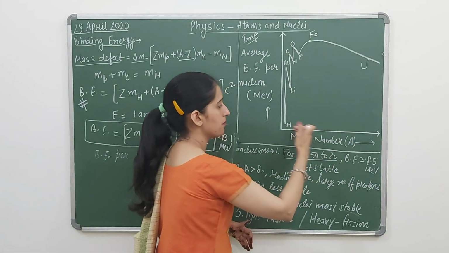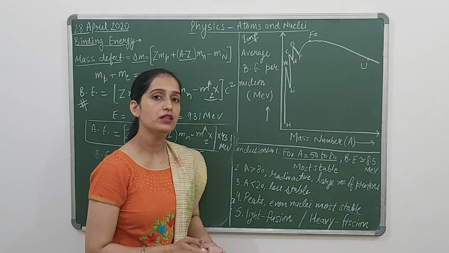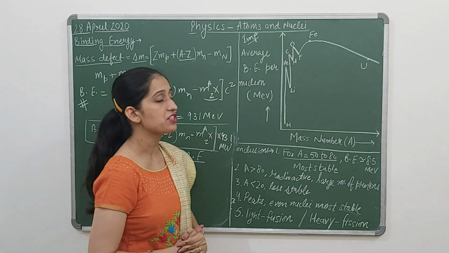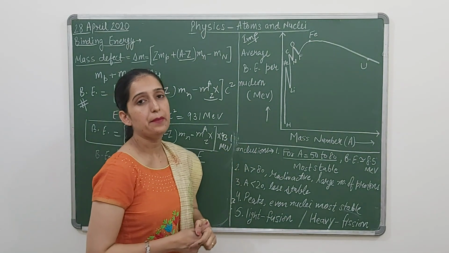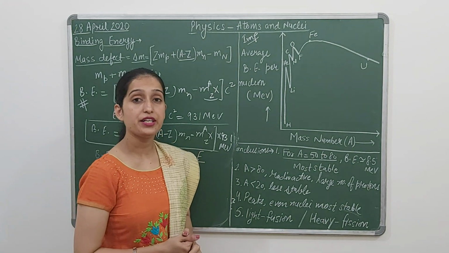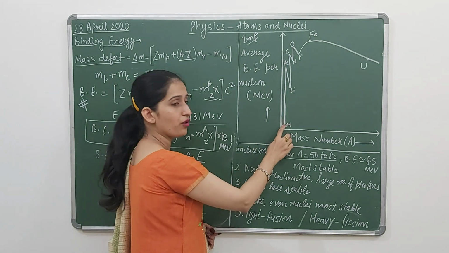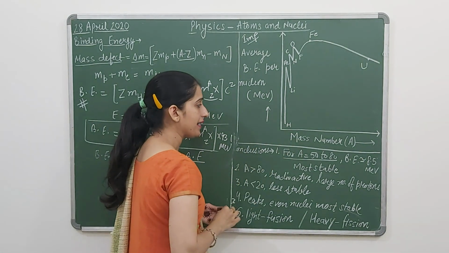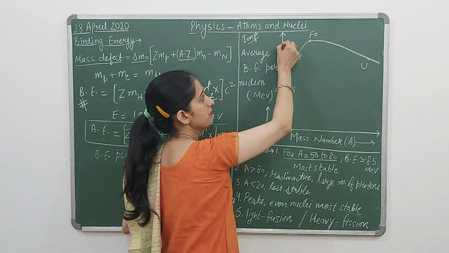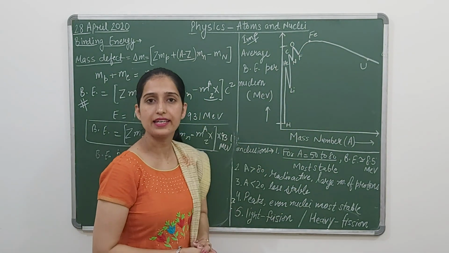Here we have mass number, and then we draw a normal graph as we draw in our general topics. On the x-axis mass number is there, on the y-axis binding energy per nucleon is there, and its unit is mega electron volt. It means a very high amount of energy, 10 to the power 6 is its order. So from here you can see for hydrogen, binding energy per nucleon is very small, and for helium binding energy per nucleon is maximum. From the graph it is clearly visible.